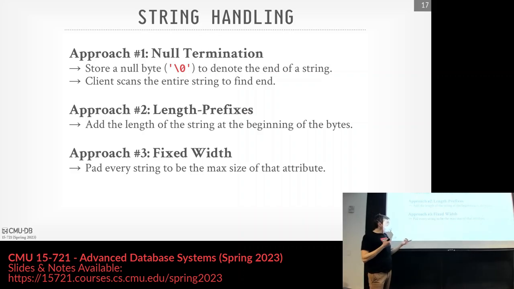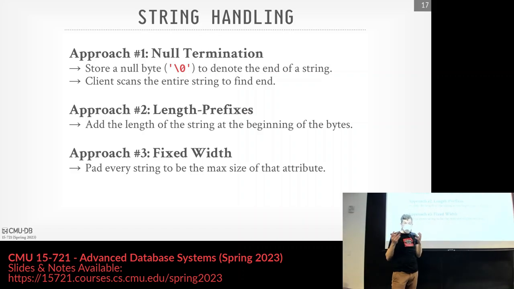Assuming ASCII encoding, we need an extra byte to store this at the end. The way most systems are going to do this is through length prefixes, where we just have something in the front of the varchar that says here's the length of the string. And then the last approach is fixed-width encoding, which I think either MonetDB or MySQL did, where no matter what the size of the actual value of the attribute is, you always make the payload be whatever the max size of the attribute is.